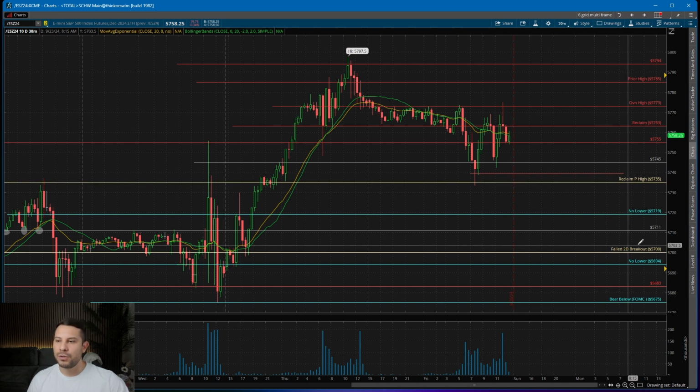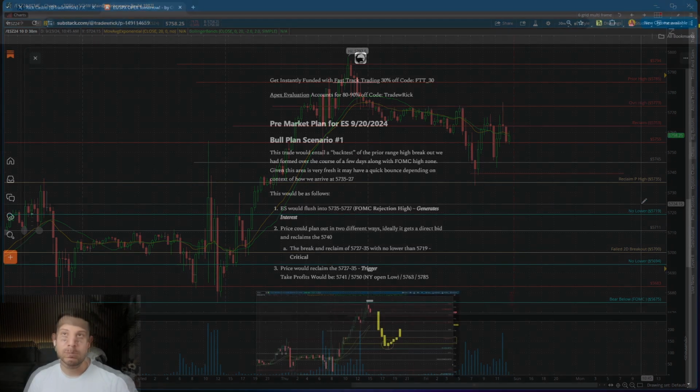Now I'll make sure to write 2-day breakout, write some notes as to how relevant this level is. Same thing you'll see here. Bear below, no lower, right? Coinciding with my Substack plans.